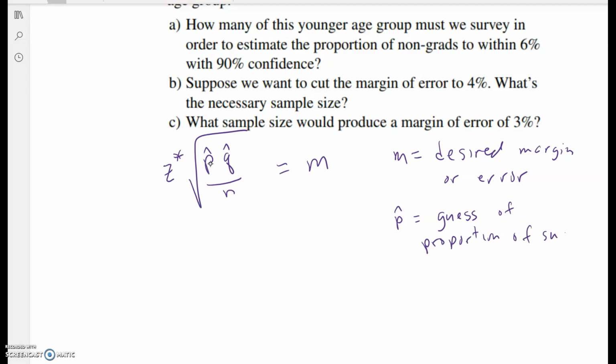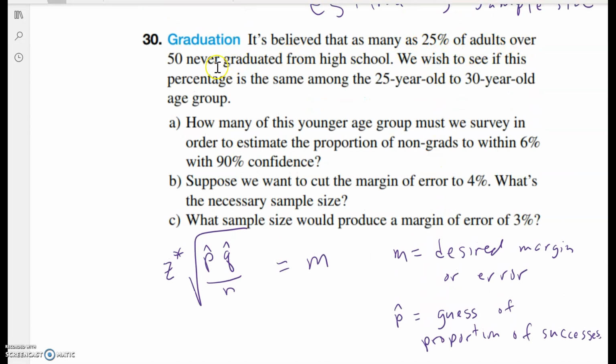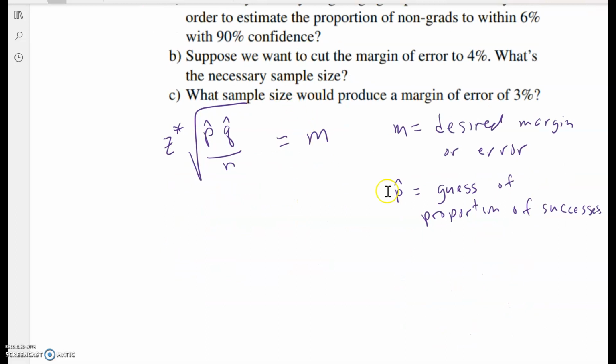And often in these questions, there'll be some kind of clue to help you take a guess. In this case, it says 25% of adults over 50 never graduated, and so that's like your starting point. You can say that that's a reasonable guess. Now, if you have no idea at all, then you just let p hat be 0.50, 50%. And of course q hat is just 1 minus p hat. So if you think 25% of people have not graduated from high school, then 75% have.